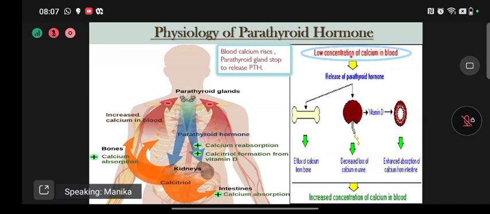So as I told earlier, when there is a low concentration of calcium in the blood, there is a release of the PTH hormone via the calcium sensing receptors on the parathyroid surface, and they act on the three main organs, which causes an increased concentration of calcium in the blood. And when the blood calcium rises, the parathyroid gland stops releasing PTH. This is the normal physiology of the parathyroid hormone.